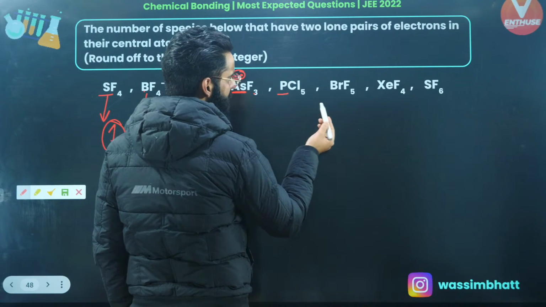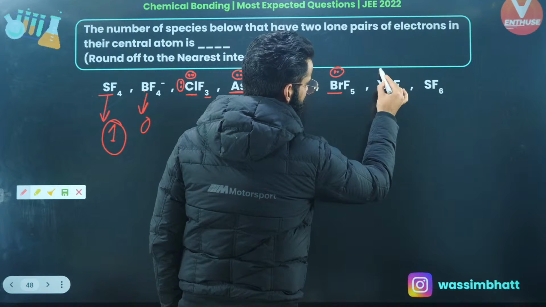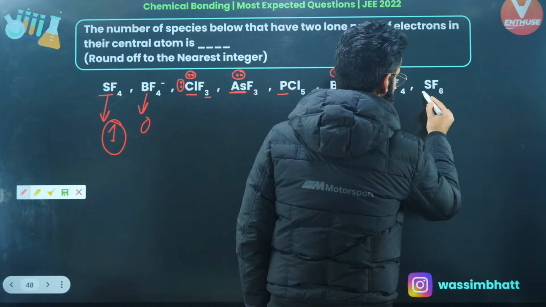PCl5, no lone pair. BrF5, there'll be 1 lone pair on bromine. XeF4, there'll be 2 lone pairs on xenon. SF6, no lone pair on sulfur.